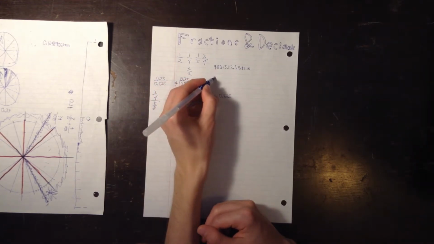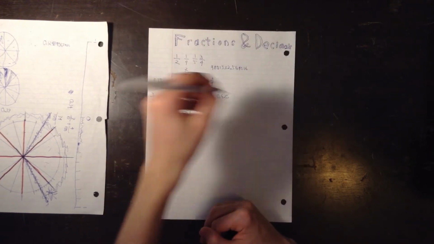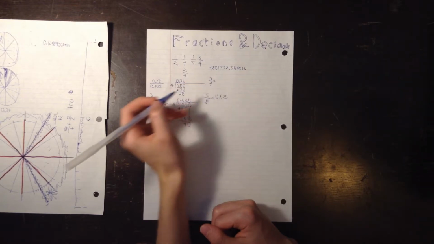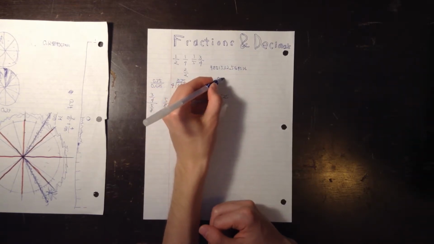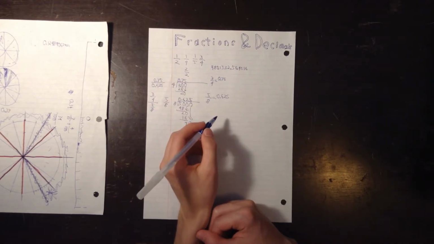So we got 3/4. Hopefully I'm not bouncing around so much that it's hard to follow me, but anyways, 3/4 equals 0.75. So that fraction is a decimal.